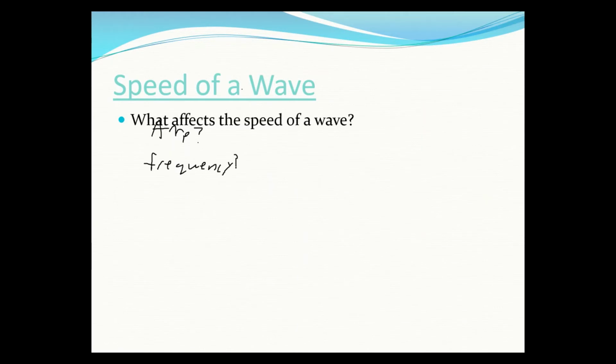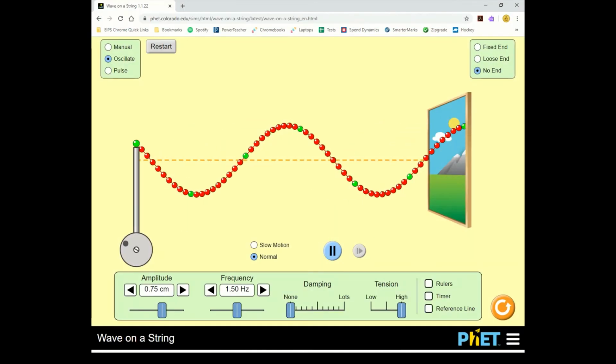Well, a bunch of things can affect the speed of that wave. Maybe the amplitude affects it. Maybe the frequency. Right, maybe that would affect it. Maybe the material. The medium. I should use the right terms. Maybe the medium affects it. Maybe those things all affect it. So let's test it out real quick and see what affects the speed of the wave.